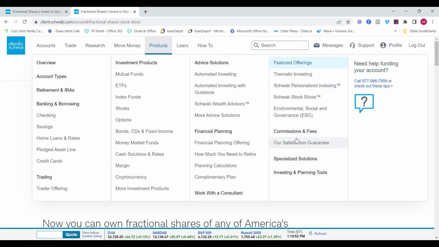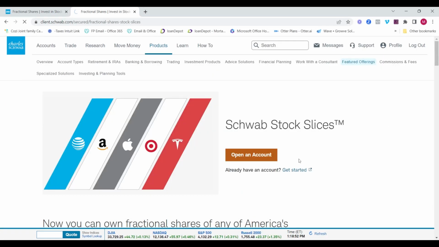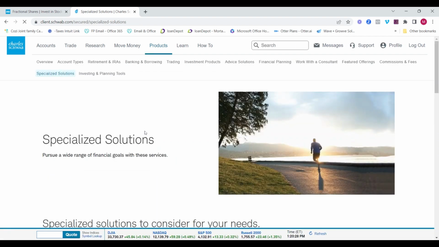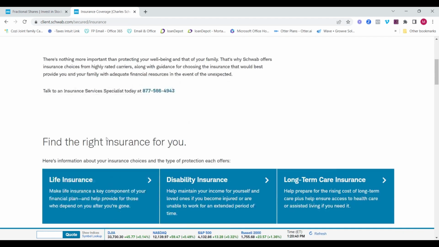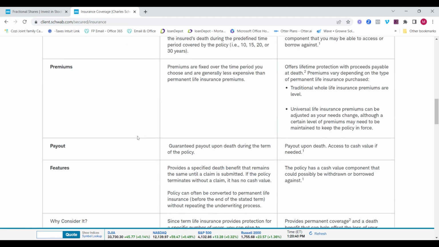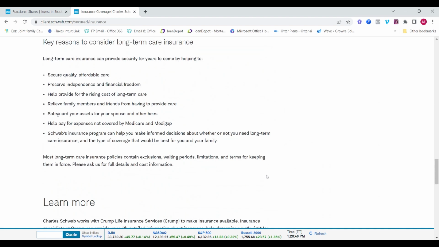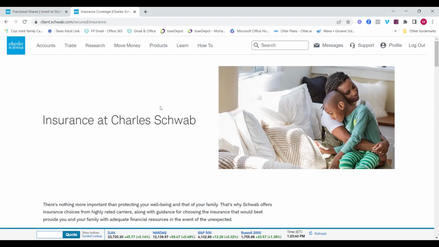And then the last one I'll go over is the specialized solutions. This is kind of a summary of several different things they offer. I know I mentioned credit cards. You can also buy insurance at Schwab. They have some insurance options, like annuities and long-term care, which you can buy directly through here. You have to contact someone at Schwab for more details about those.